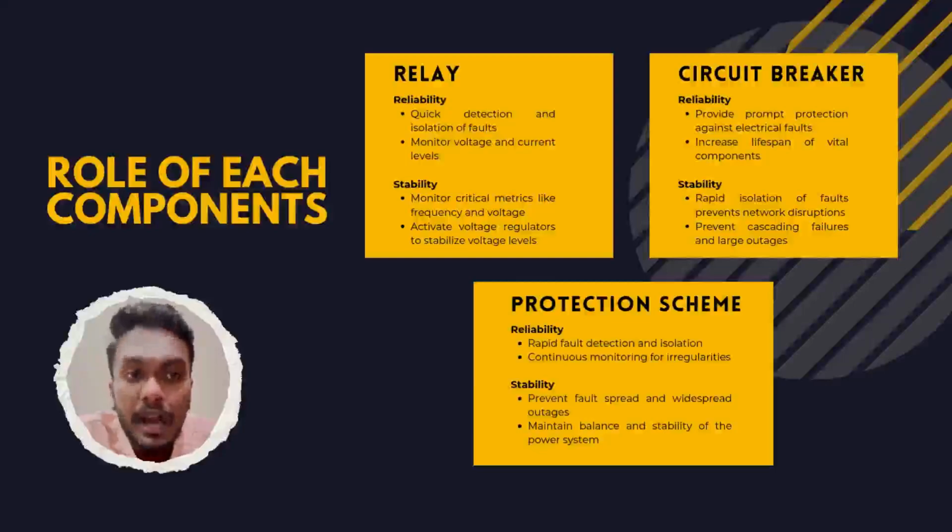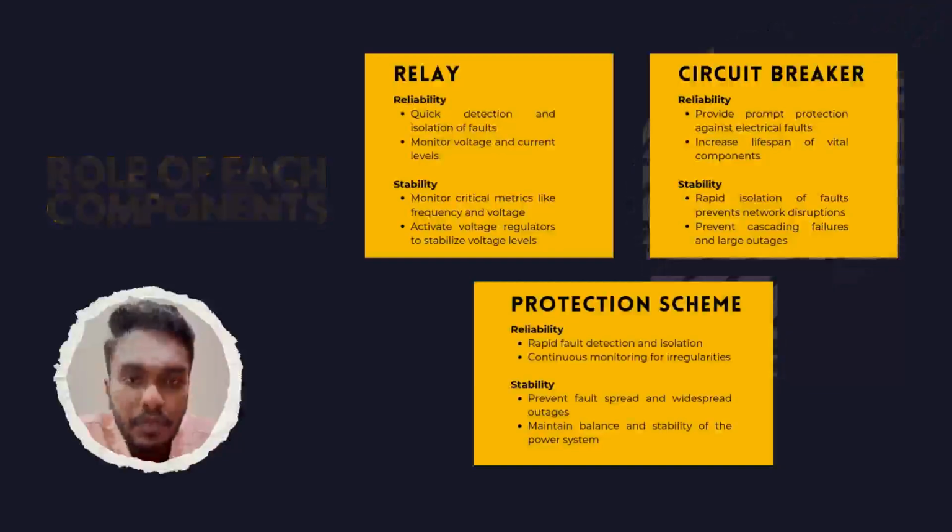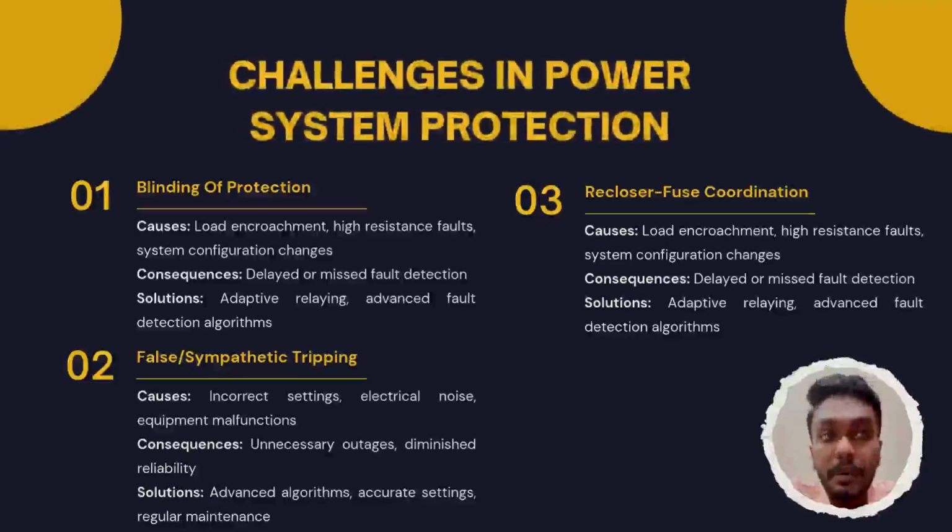Protection schemes are pivotal in maintaining the stability of the power system. By quickly isolating the fault, these schemes prevent the disturbance from spreading and causing widespread outages. Coordinated action within the scheme ensures the selective deactivation of the specific area, minimizing the overall impact of the fault and enhancing system resilience. Efficient fault management by protection schemes preserves the balance and stability of the power network, ensuring consistent electric flow.